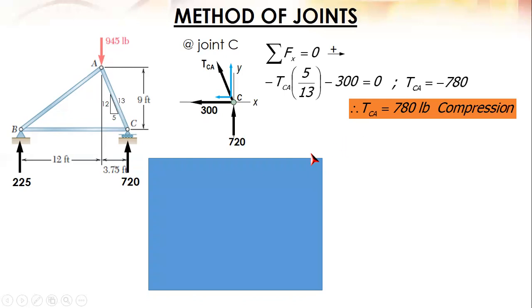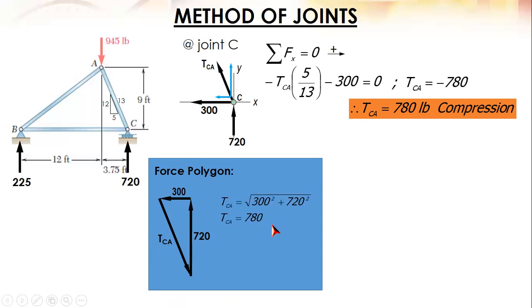And again, using the force polygon, since we only have 3 forces, we have 720, and then connect one 300, and then fourth quadrant is the TCA. Based on the free body diagram, it is fourth quadrant, towards joint C, compression. So that is correct. Again, in the force polygon, given the two legs, you can solve for the hypotenuse using Pythagorean theorem. And the answer is 780.